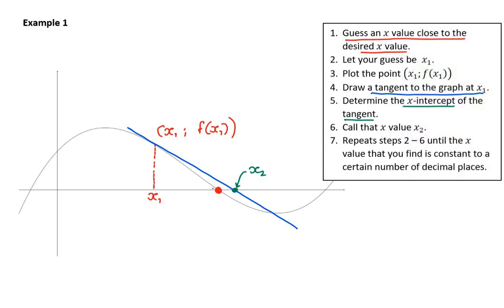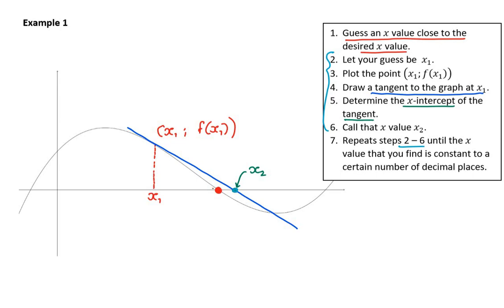So now it says repeat steps 2 to 6. So I'm going to repeat this, and hopefully, and I say hopefully because we'll come to the pitfalls of this method at the end, hopefully I'm going to get closer and closer and closer. So what was step 2? Step 2 was, well, guess your x value, but now we've found an x number 2.